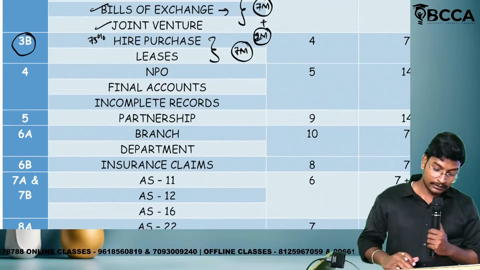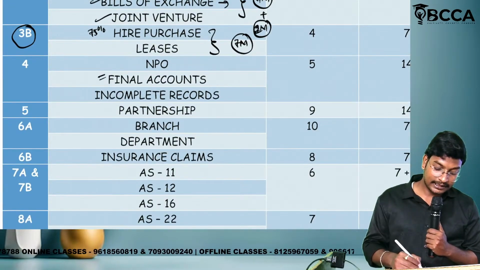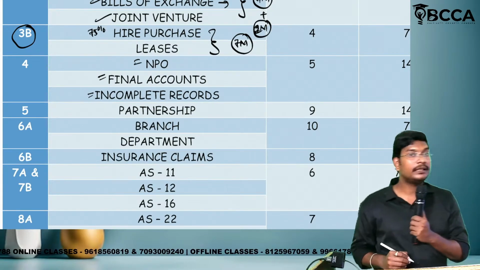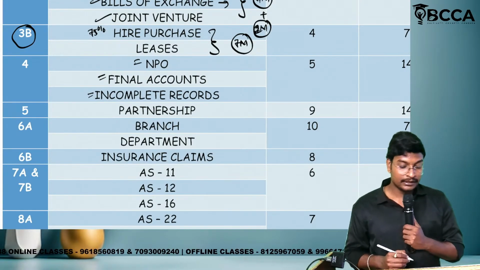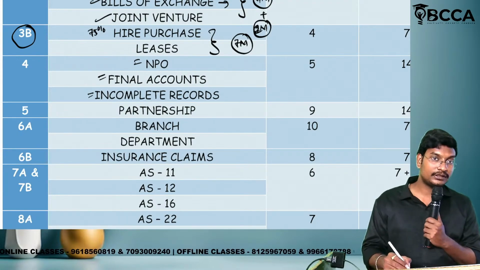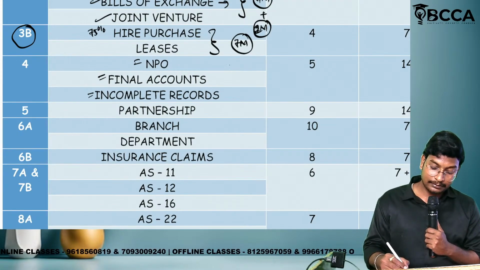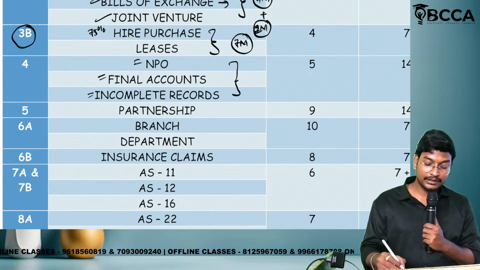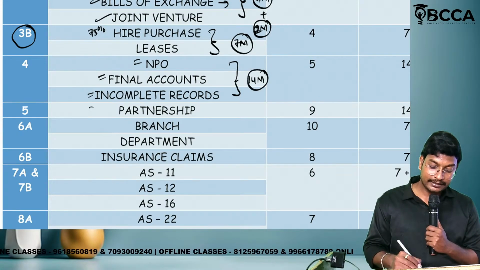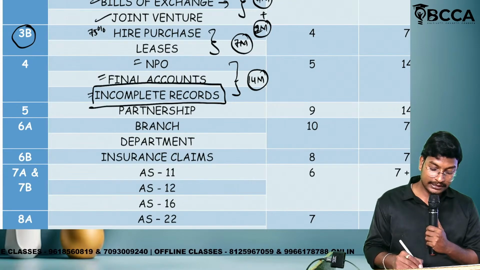Next one, we already discussed final accounts and NPO in the foundation itself. So once again we will solve sums regarding the final accounts and NPO and incomplete records. From these 3 topics we will get how many marks? 14 marks. But the trend they are showing, they are giving only the incomplete records.